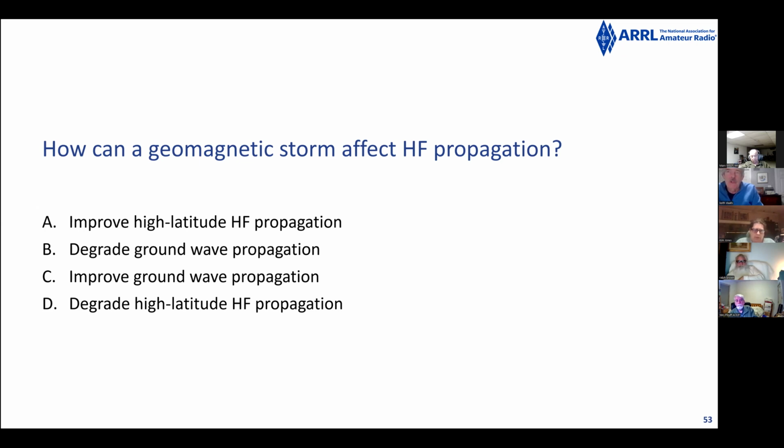I believe it's D again, right? It is D again, yes. And high latitude, if this geomagnetic storm is strong enough, high latitude includes us here in the upper Midwest.